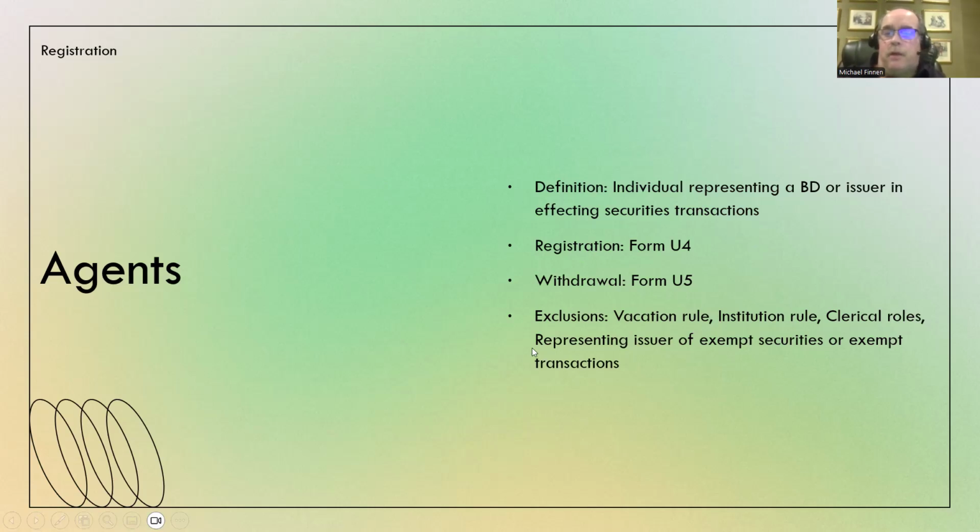And as we spoke of earlier, representing an issuer of exempt securities or exempt transactions, then you don't have to. You work for the government, you're selling treasuries, right? Treasuries are an exempt security, and that is an exempt transaction.